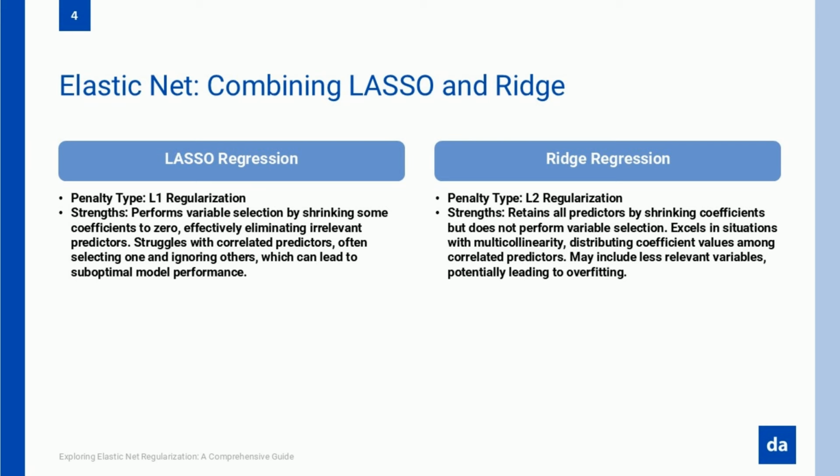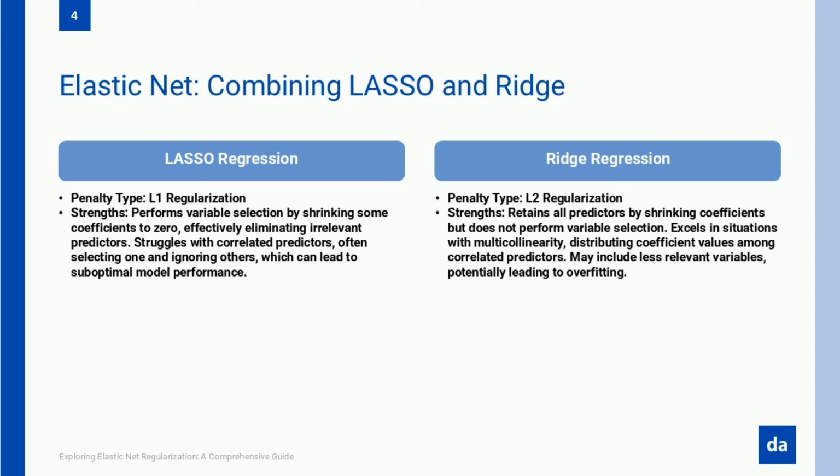If alpha is 1, Elastic Net behaves just like Lasso, aggressively shrinking some coefficients to 0. If alpha is 0, it acts like ridge, keeping all predictors and just reducing their influence. And if alpha is somewhere in between, you get the best of both worlds, sparse feature selection like Lasso, but without the instability issues caused by correlated predictors.